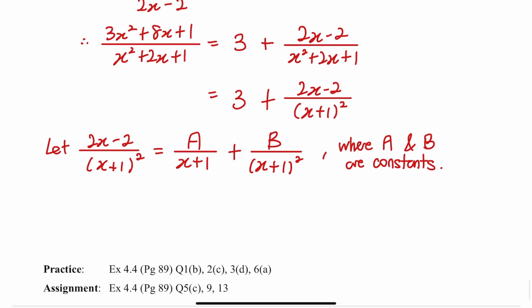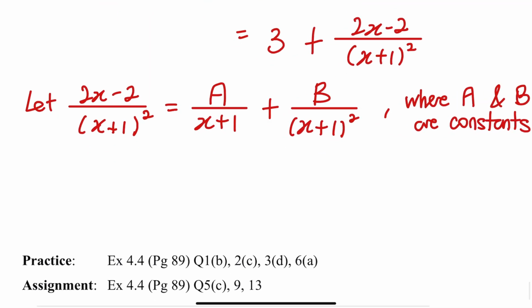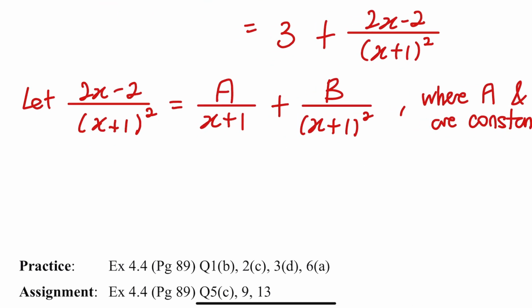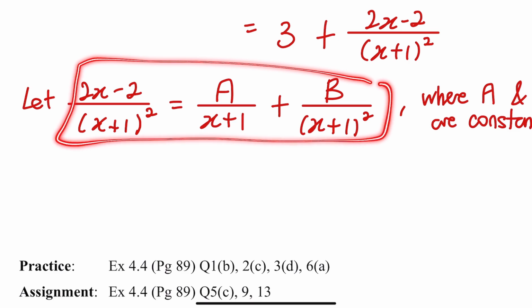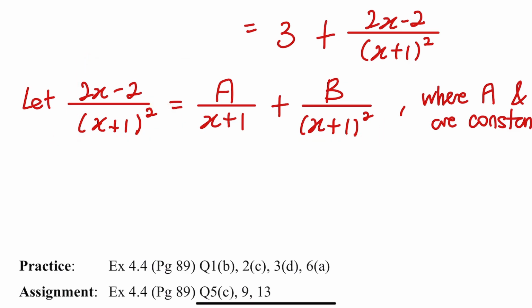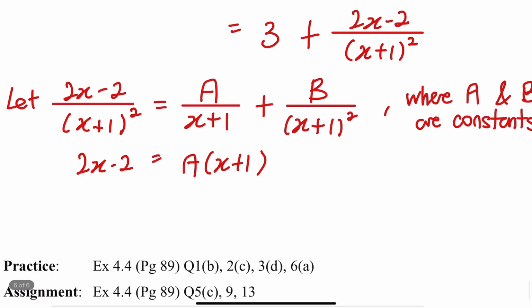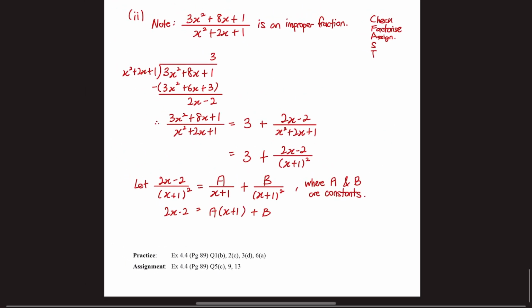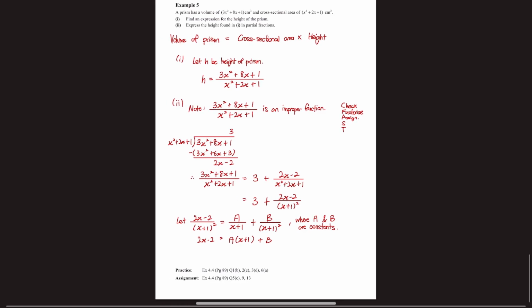So over here, recap again, what do we do next? Next step is I will get rid of these fractions by multiplying the denominator throughout. I'll get 2x minus 2. First term, multiply by x plus 1 squared, I'll be left with A times x plus 1. Then second term, multiply by x plus 1 squared, I'll get plus B.